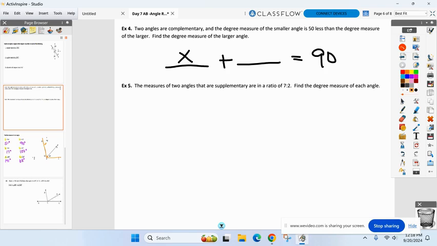I don't want a new variable. I want to keep the same variable, not a new one. So how do I write 50 less than what I just put here? X minus 50. So one angle is X, the second angle is X minus 50. Is everyone all right solving this?